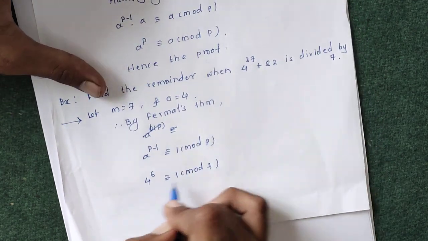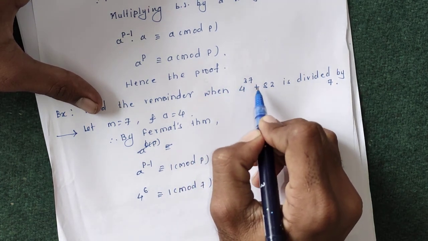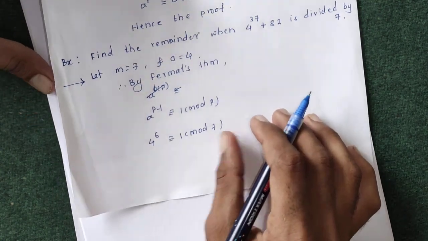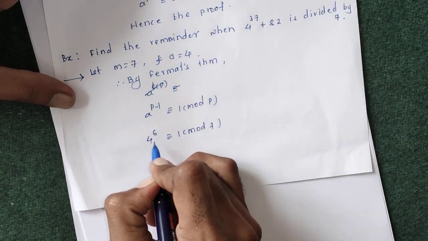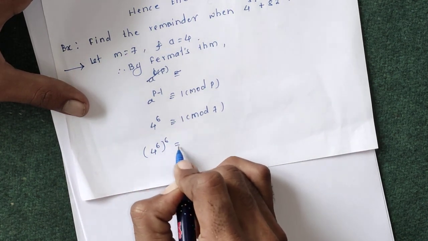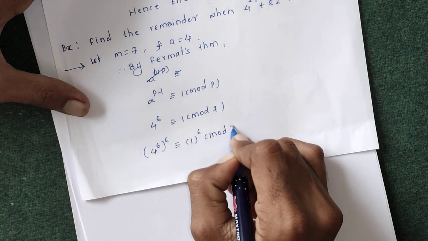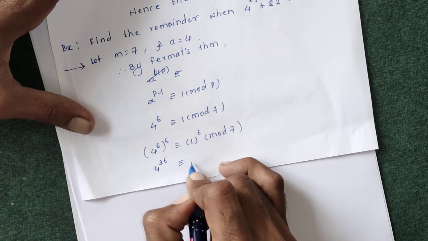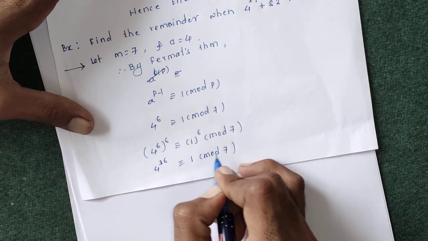So from this congruence, we are going to find the remainder when 4 raised to 37 plus 82 is divided by 7. Here we have 4 raised to 6, but we want 4 raised to 37. If we raise this to the power 6, we get 4 raised to 6 to the power 6 is congruent to 1 raised to 6 modulo 7. So 4 raised to 36 is congruent to 1 modulo 7.